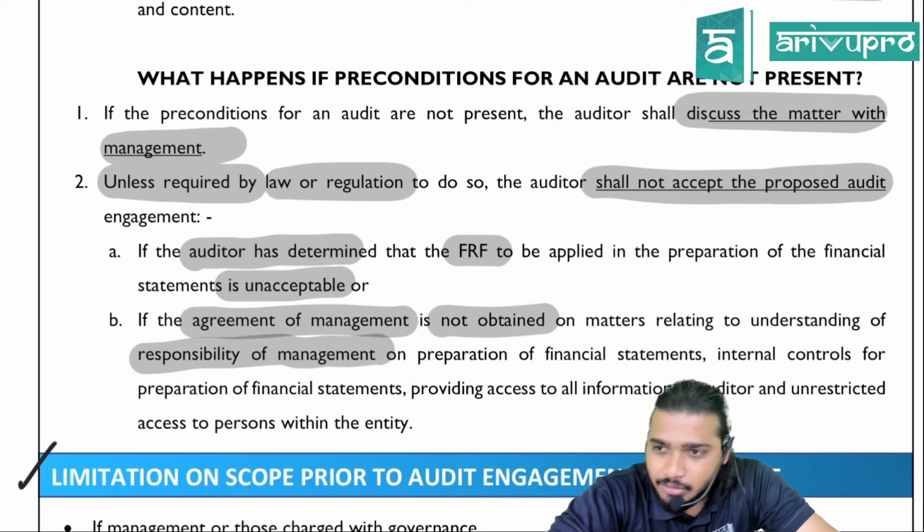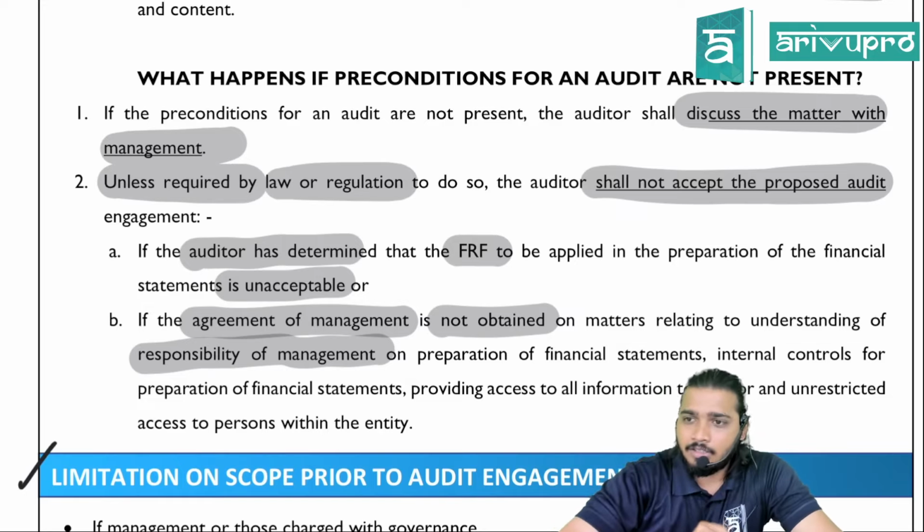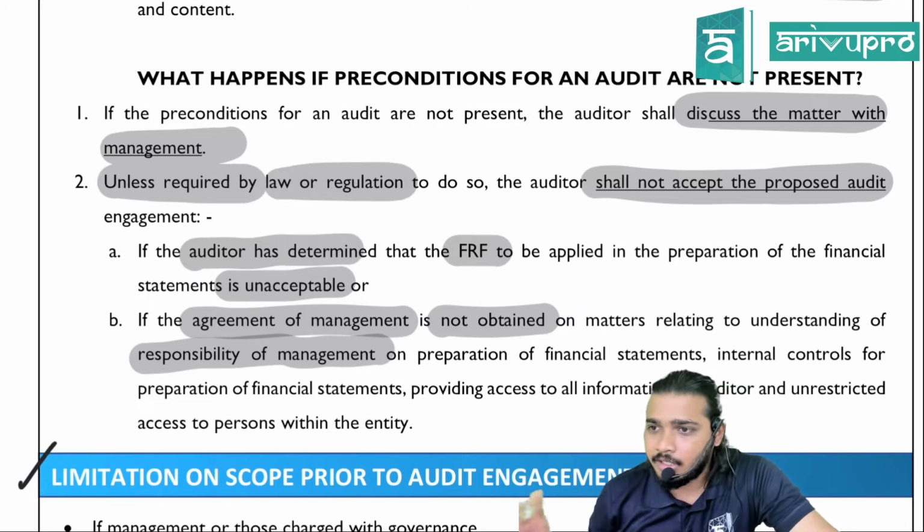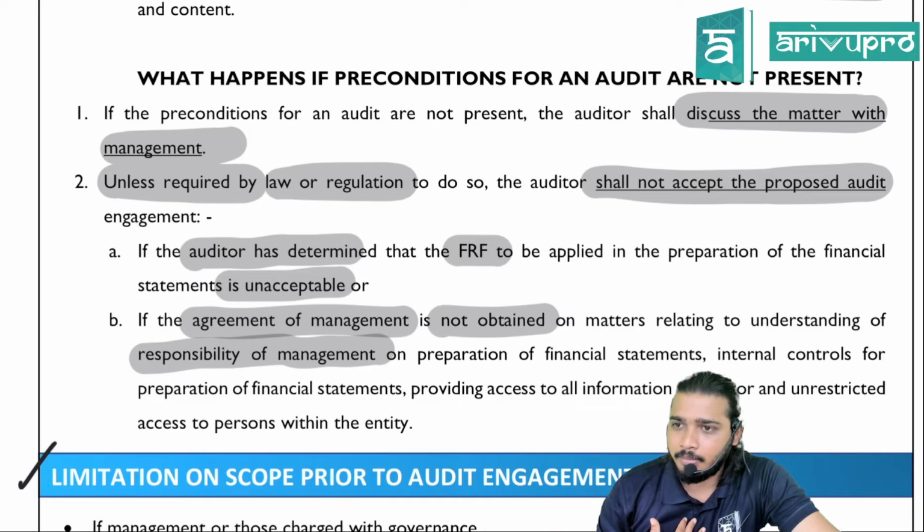I'll ask now, which type? Now you will tell, sir, I have a trust. No, sir, I'm not doing the trust, because I don't know how to audit the trust. That FRF is not acceptable for me.